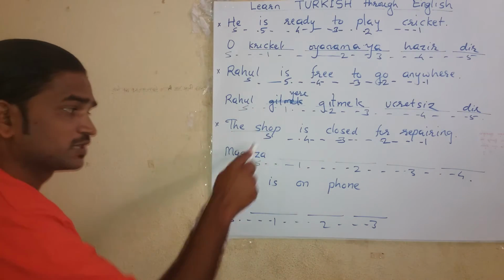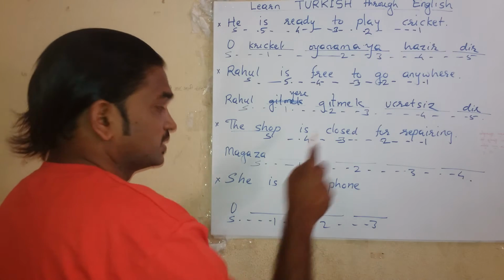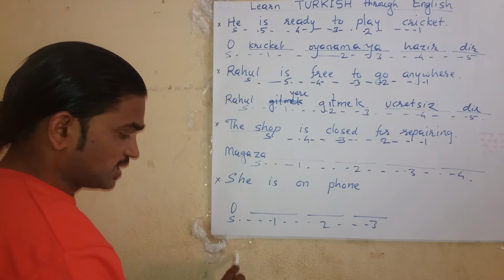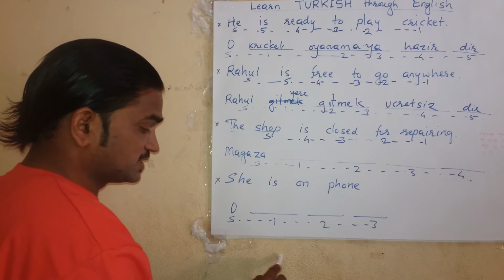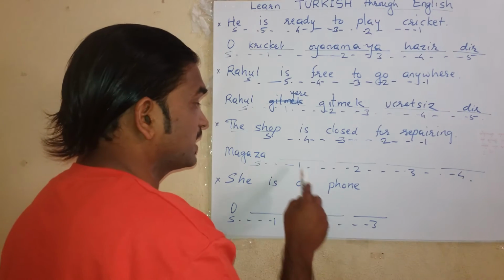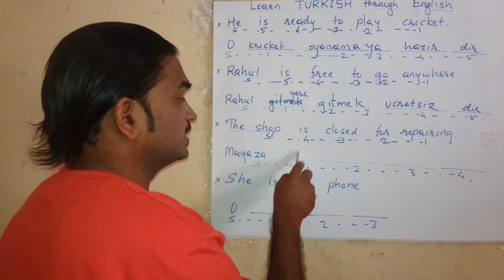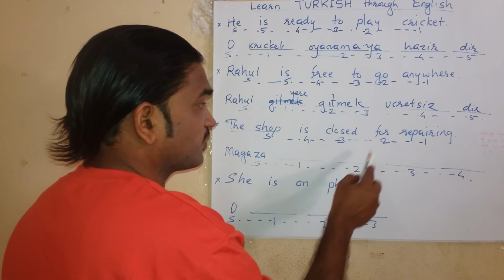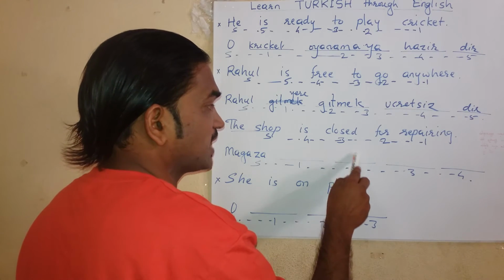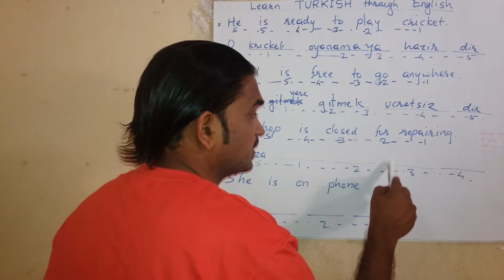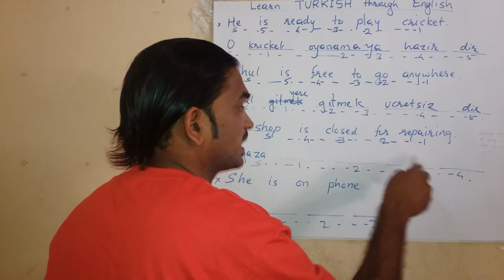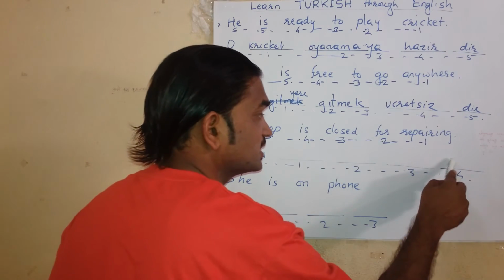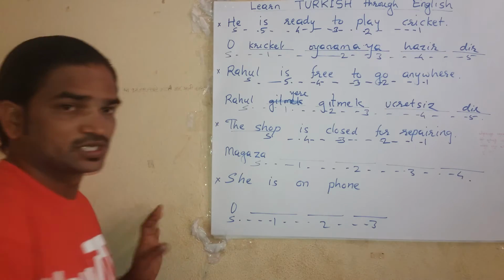Such as, first you should write the word for shop, magza. Start typing in the comment box: M-A-G-Z-A, magza. The word for repairing is tamiri, T-A-M-I-R-I, tamiri. The word for for is isin, I-C-I-N. The word for closed is kapli, K-A-P-L-I, kapli. The word for is is dir, D-I-R, such as, okay?